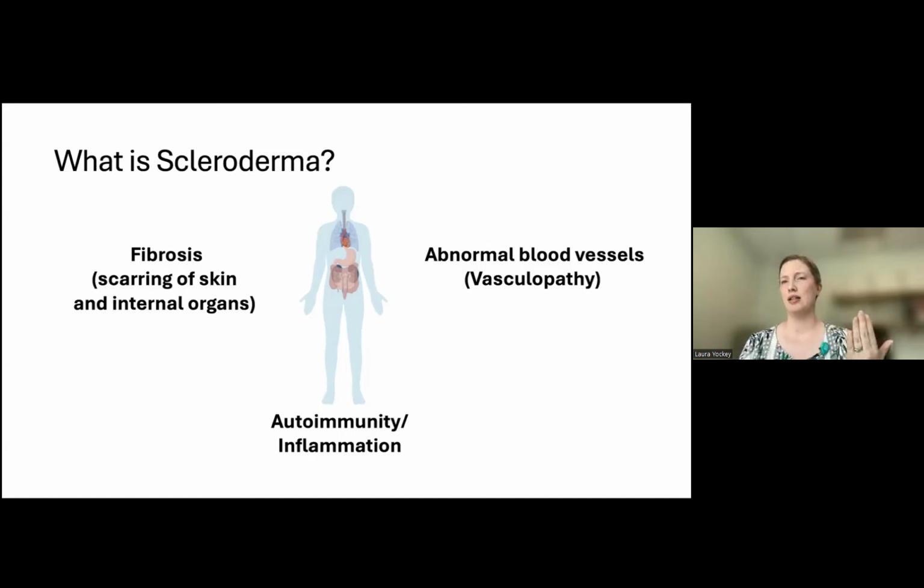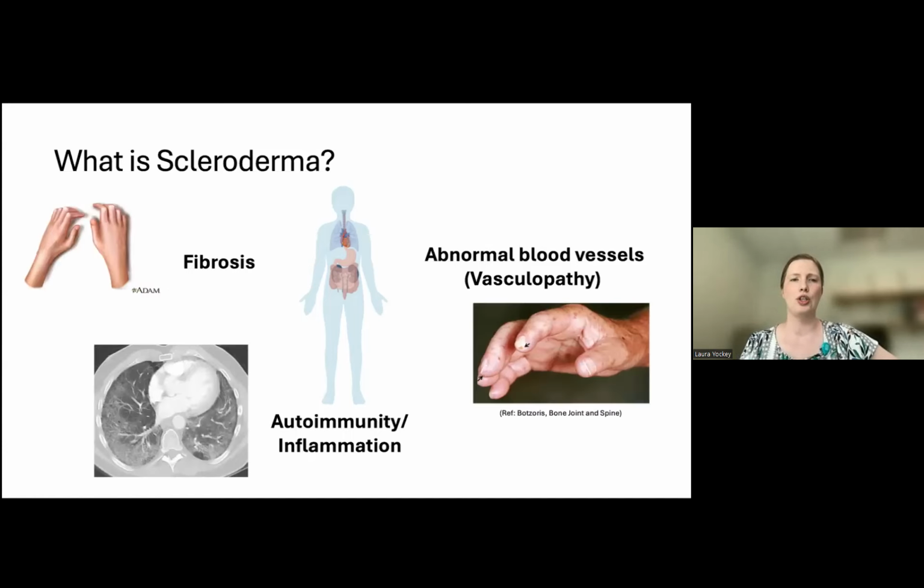And then finally, we think there is an autoimmune component that's driving both this fibrosis and abnormal blood vessels, and patients can have some inflammatory symptoms as well. And just a few of the symptoms, for example, fibrosis can result in skin thickening, a lot of the time involving the hand. Autoimmunity and inflammation can result in inflammation of the lungs, for example, and then this vasculopathy can often lead to severe Raynaud's or ulcers in the fingertips, and sometimes can affect the blood vessels in the lungs as well.